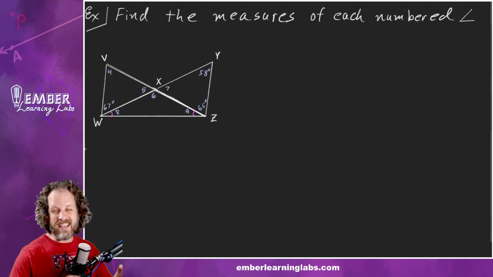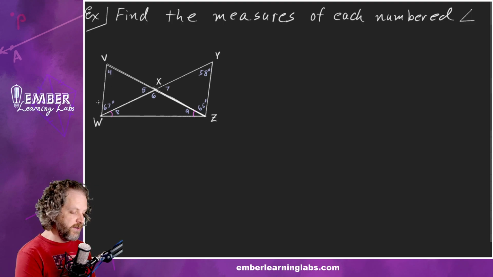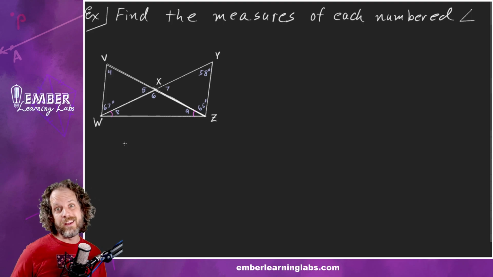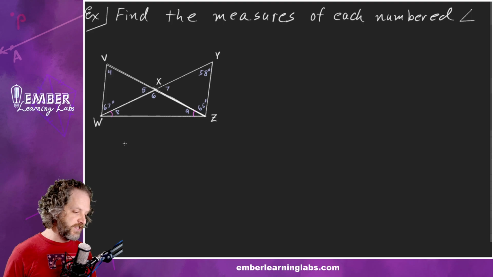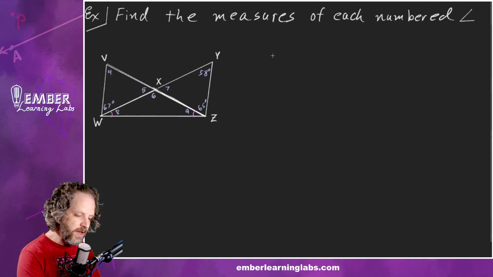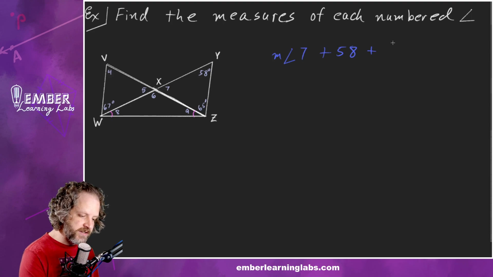So it's important to see where all the puzzle pieces are. Are there any triangles here where we know all but one angle? Because then we could use the triangle angle sum theorem. Well, yeah, this one right here. So we can find this angle 7 using that. The measure of angle 7 plus 58 plus 65 would equal 180.